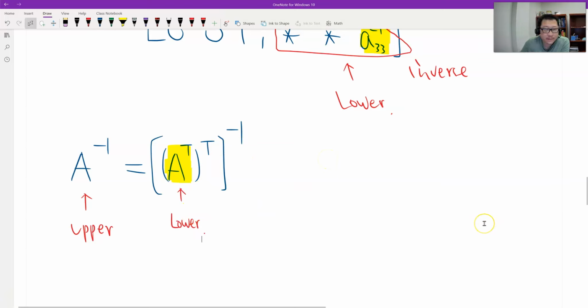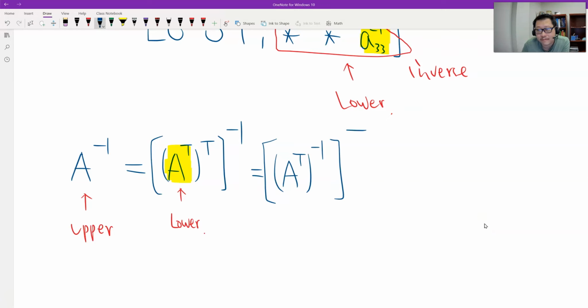And then we have a property to use. I can switch the order of the operations of transpose and inverse, similar to a power rule. That's a property we learned before. So now we definitely have something. This is a lower, and we already proved the inverse of a lower is a lower, right? So I get that this is a lower triangular.